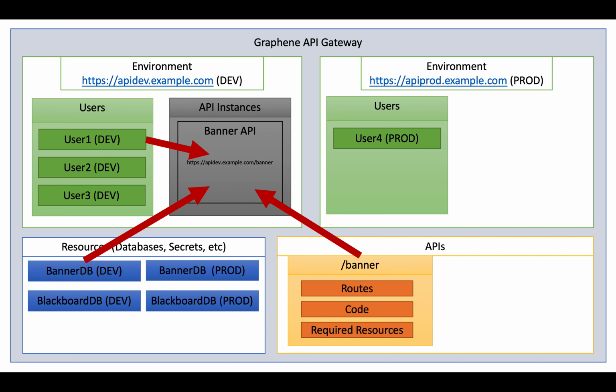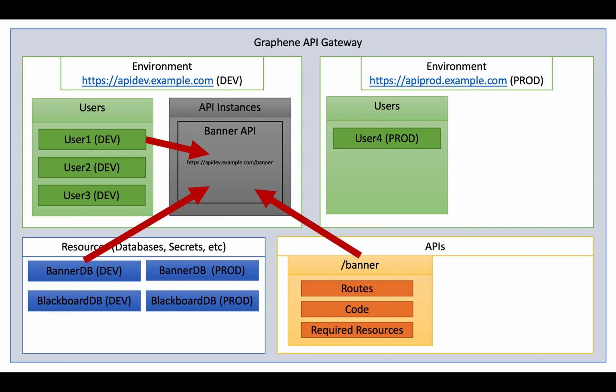So we go back to our dev environment, our apidev.example.com environment, and we instantiate a banner API. So we instantiate an instance of the API we created previously. And this is where we map everything together. So under required resources before, we said that we require a banner database. So then we have the ability to look at our resources and say, okay, yep, here's a banner database. It's a dev database. That's what we're going to map to this particular API.